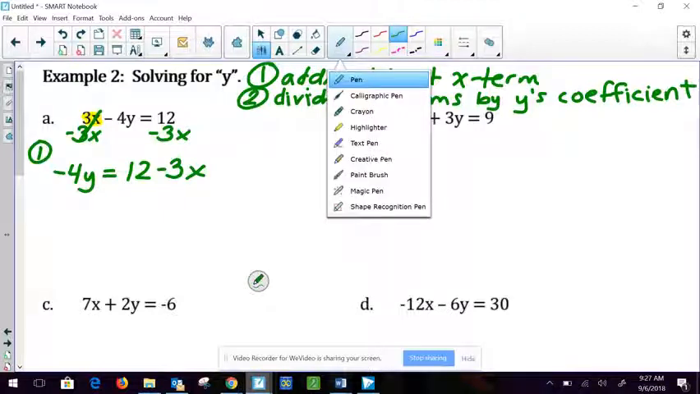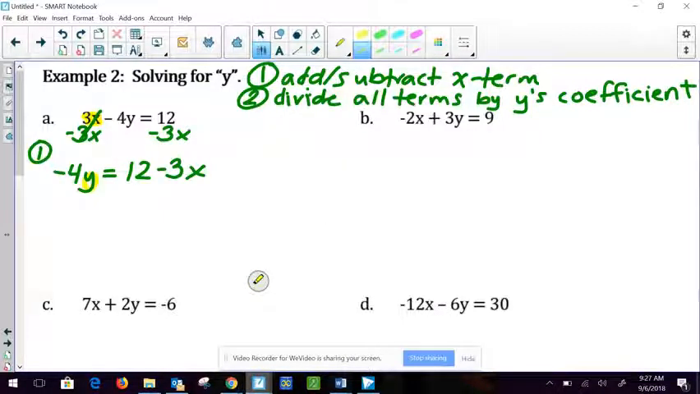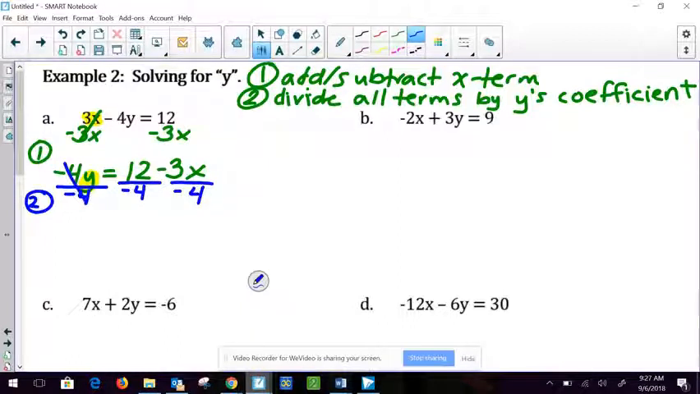Again, to recap, I am trying to get this y all by itself. Step 2 tells me I need to divide every single term by y's coefficient. So if you look in front of that y, we have a negative 4 in front of it. So I'm going to divide the y term by it, the number by it, and the x term by it. That makes those negative 4's cancel out. So I get y is equal to 12 divided by a negative 4 gives me what? Right, it gives me negative 3. I'm carefully watching my signs.